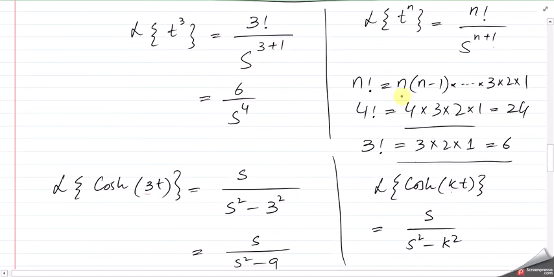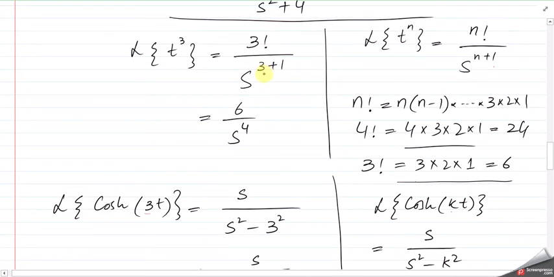n factorial, as I hope you know already, is n into n minus 1, down to 3, 2, 1. We just multiply all the numbers starting with the number. For example, 4 factorial is 4, multiply 3, multiply 2, multiply 1. So that makes 24. Laplace of t cube would be 3 factorial, that's n factorial here, divided by s power n plus 1, so that is 3 plus 1. So 3 factorial is 3, 2, 1 multiplied, 6 over s power 4.